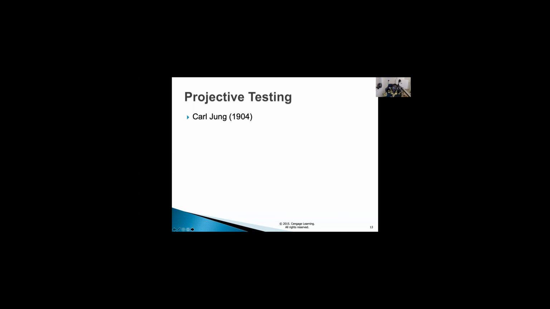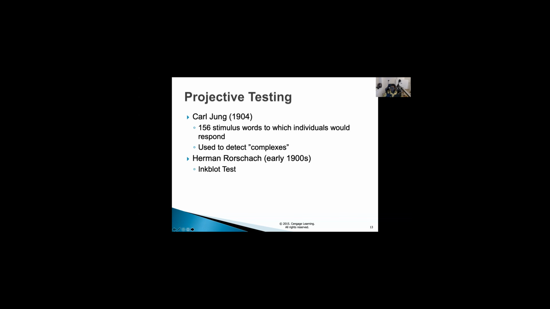Carl Jung was very big in projective testing. He had 156 stimulus words to which individuals would respond, right? And of course, it was like word association. It was used to detect different people's complexes, different things that were going on with you, different issues, right? The Rorschach test, and a lot of you might have already heard of the ink blot test from Rorschach. And then there's Henry Murray's TAT, the Thematic Apperception Test, right? So we'll be looking at some of these during the course of the term, hopefully in the second half of our classes when we meet.